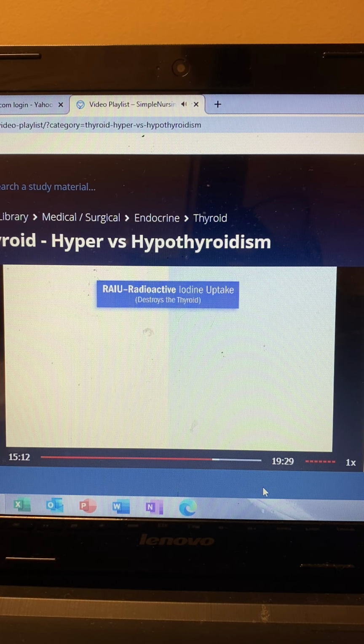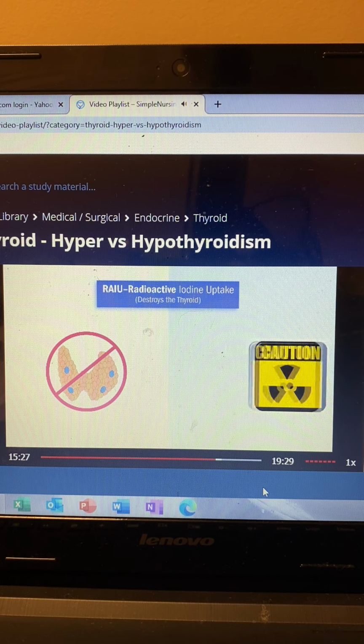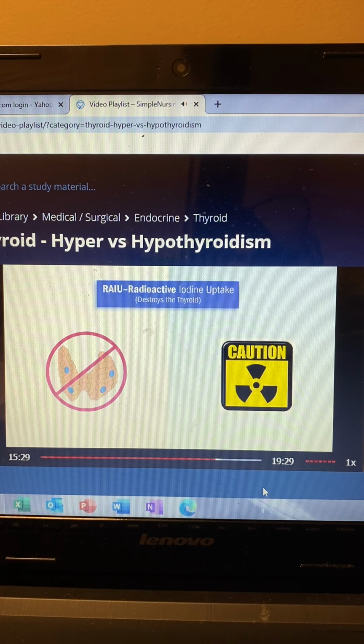RAIU, radioactive iodine uptake, guys. These are the big guns. It destroys the thyroid in like one dose. So we expect hypo, low signs and symptoms. Basically, we're monitoring for extreme lows like respiratory failure. Now again, very toxic, making the patient like radioactive.